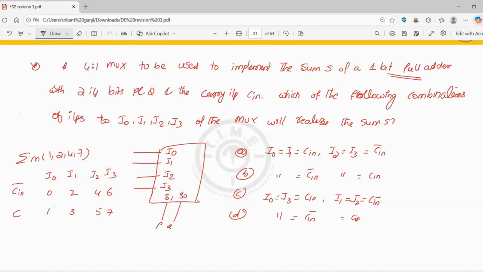And what is the answer here? One you can circle down, 2, 4, and 7 here. So here you will get C input, sorry, this is C input bar, and this is C input bar, as well as the C input. Okay, the answer is over.